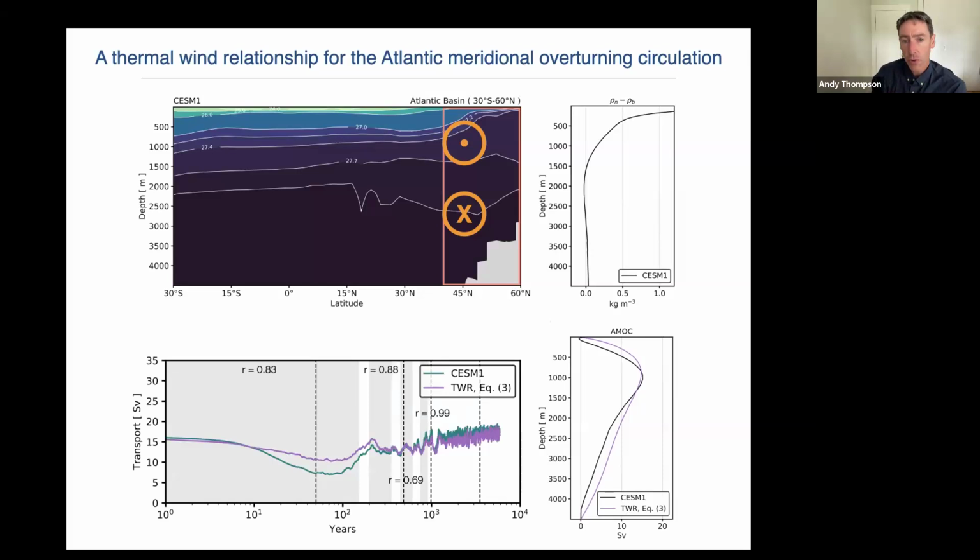And then we've sort of probed this relationship over longer timescales. Here we're showing the overturning transport as diagnosed exactly from CESM1 over a period of a few thousand years, and then also as would be diagnosed from this thermal wind relationship. And you can see that it's not always perfect, and especially over shorter timescales, there's some difference between those two, but at least over centennial timescales, this relationship holds really well. And in fact, if you actually look at the trend over these different gray bars here, the correlation coefficient is very good between these two different estimates of the overturning.